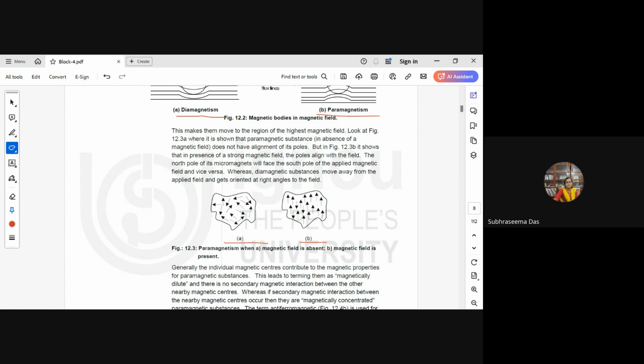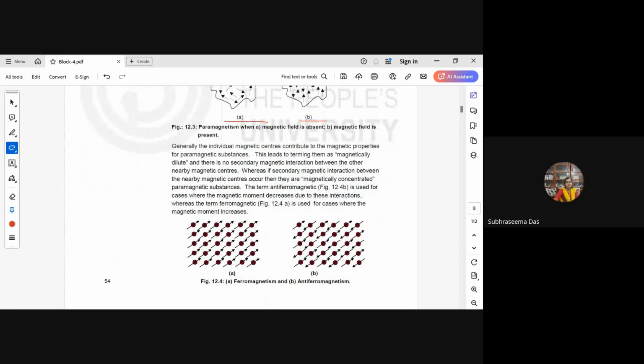Whereas in a diamagnet, when we apply a magnetic field to diamagnetic substances, the poles move away from the applied field and get oriented at 90 degrees to the applied magnetic field. So this is the difference between diamagnetic substances and paramagnetic substances.